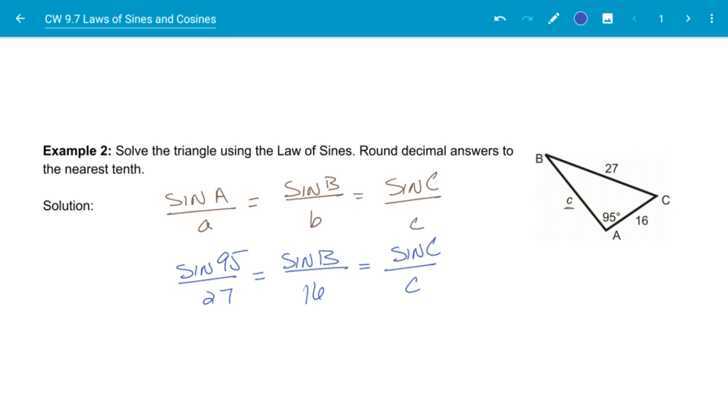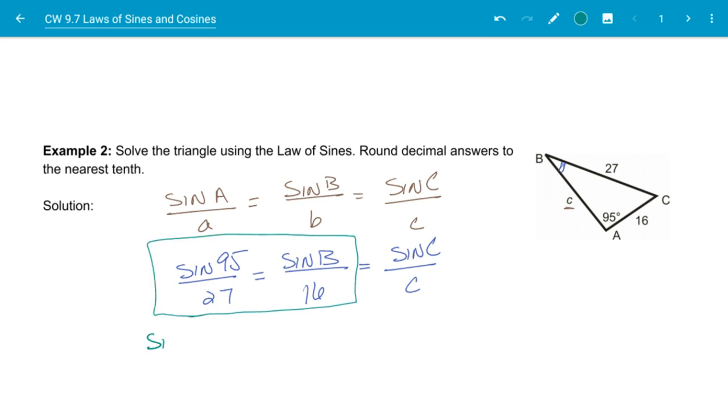So really, what I need to be able to do is solve for an angle. I need to find out what this angle is. In order to do that, I'm going to have to solve for angle B first. Then I can use the sum of the interior angles of a triangle to solve for C, and then I can solve for the side opposite C. So we're going to go ahead and run through this, and I'm going to focus on this here.